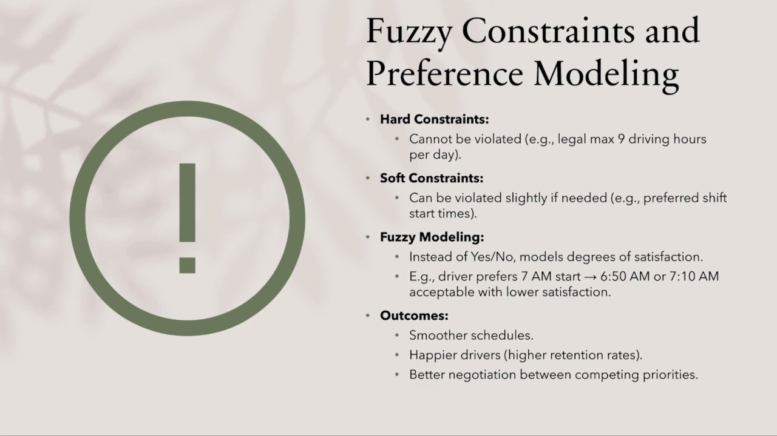There are hard constraints like a legal limit on the driver's hours per day, and soft constraints like a driver's preferred shift start time. Fuzzy modeling helps us to navigate this complexity. Instead of treating preferences as an absolute yes or no, fuzzy modeling introduces a degree of satisfaction. For example, if the driver prefers a 7 a.m. start, but a 6:50 a.m. or 7:10 start might be acceptable, with slightly lower satisfaction. This allows for better flexibility and smoother schedules.